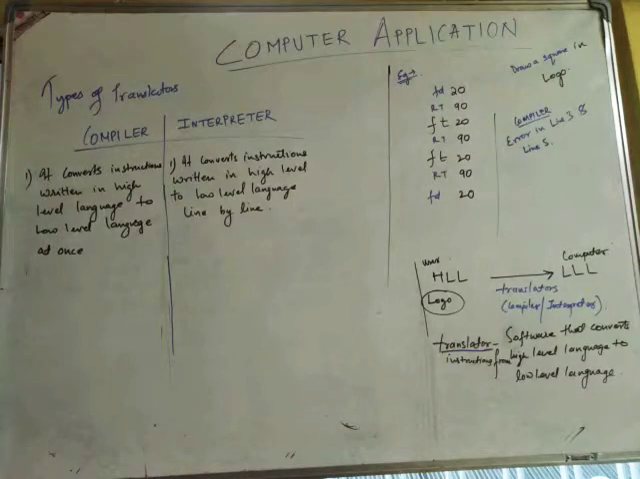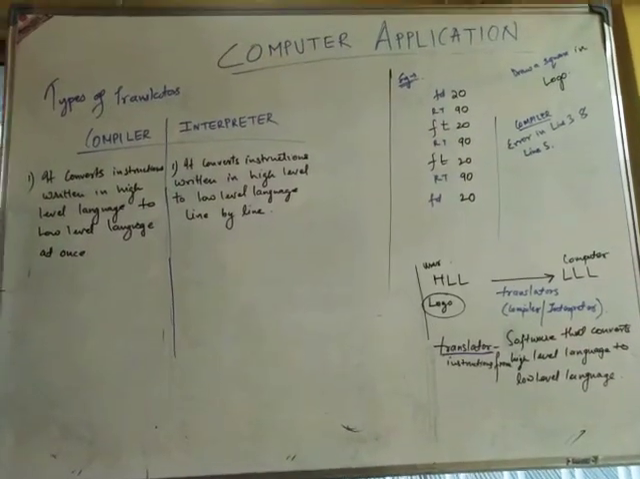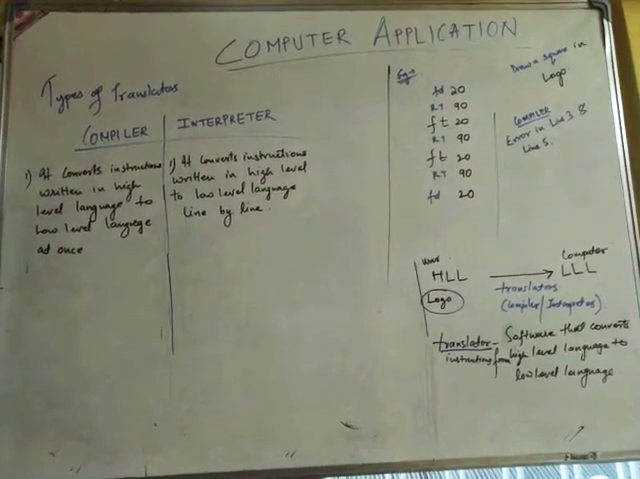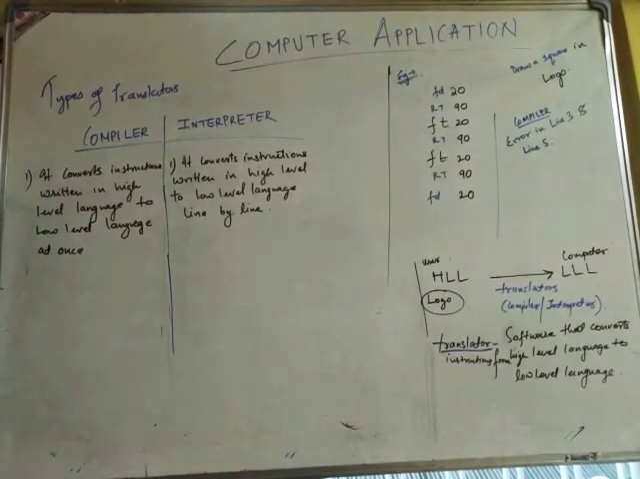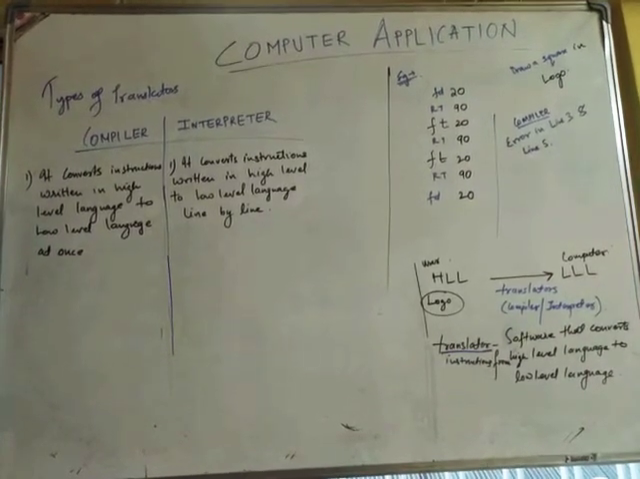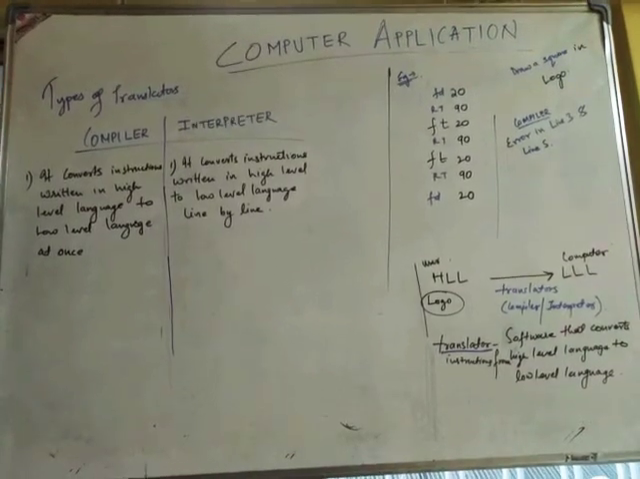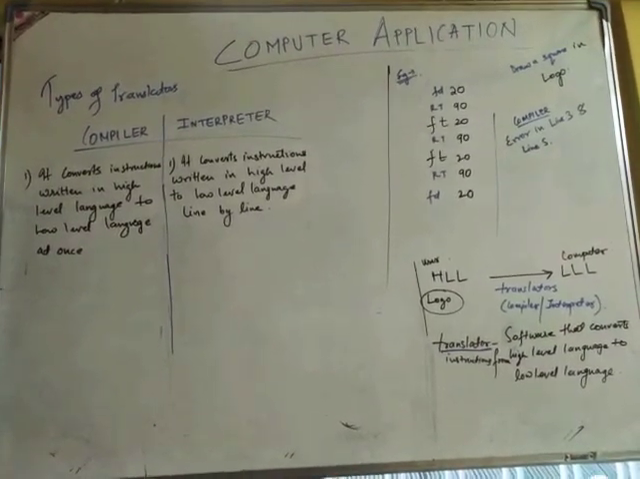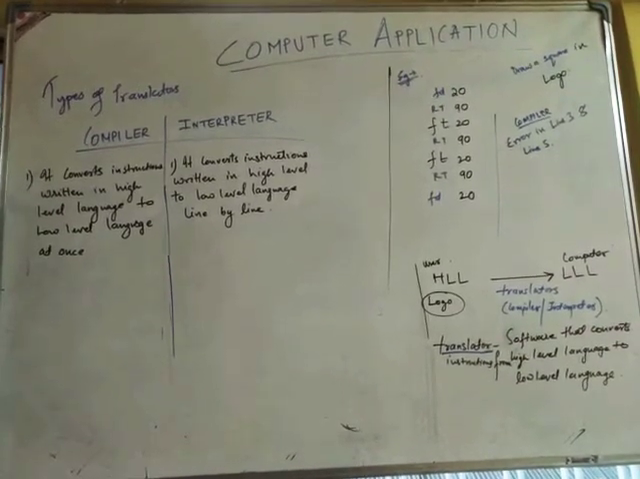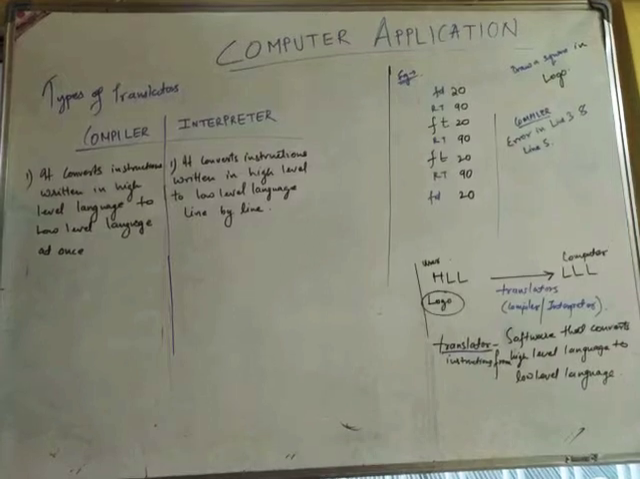Whereas in the case of an interpreter, it will convert the high level language to low level language line by line. Unless the previous line is correct, it will not go to the next line. It means it will stop after the second line. The interpreter will encounter the third line and after the third line it will not work. Once it has encountered the error in the third line, it will stop converting.